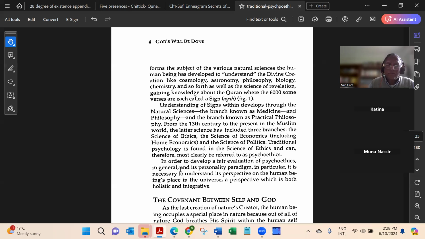In order to develop a fair evaluation of psychoethics in general and its personality paradigm in particular, it's necessary to understand its perspective on the human being's place in the universe, a perspective which is both holistic and integrative.